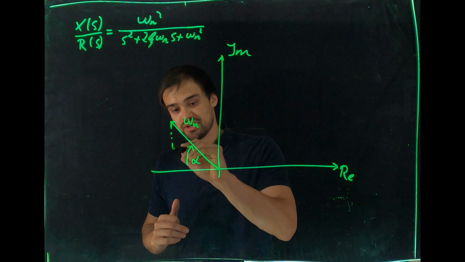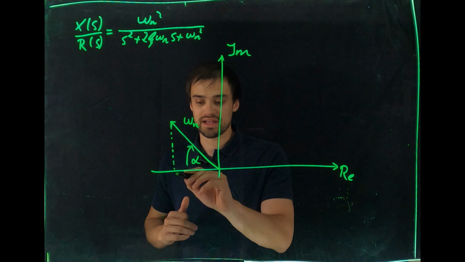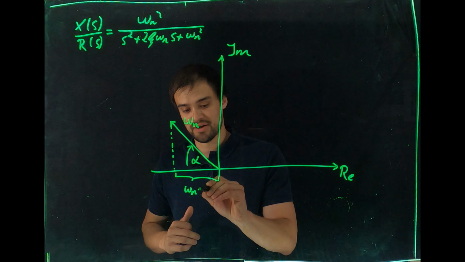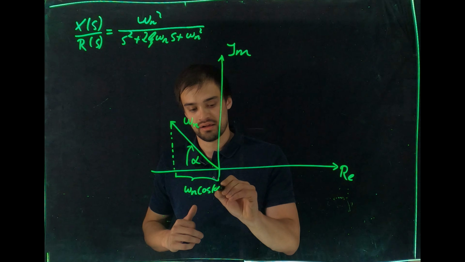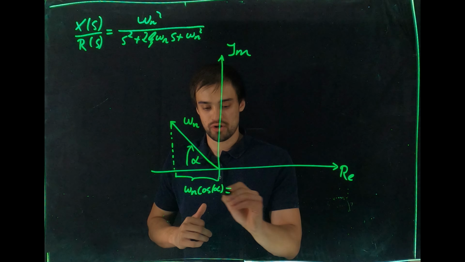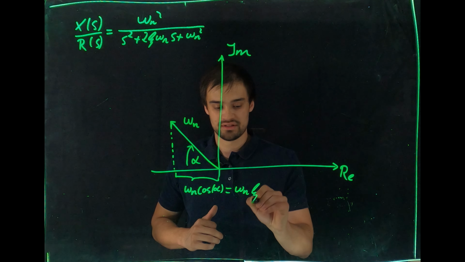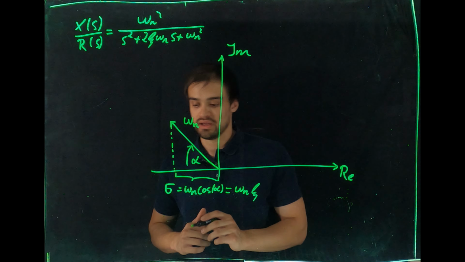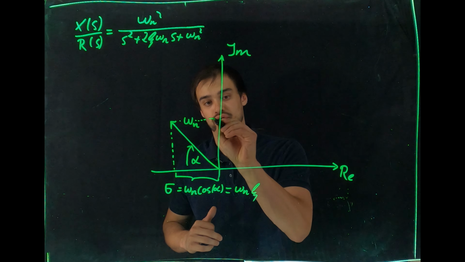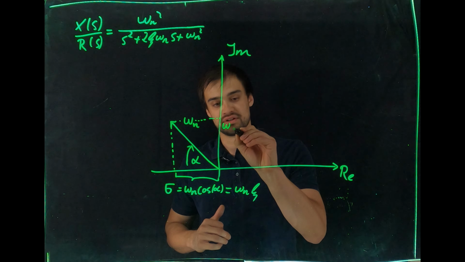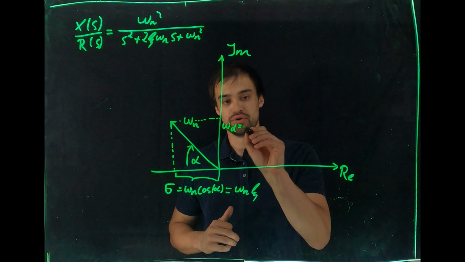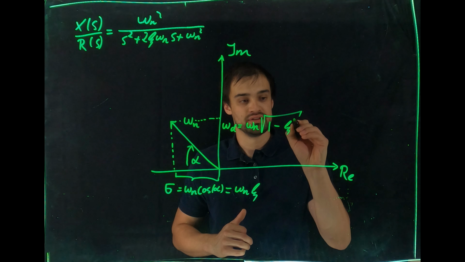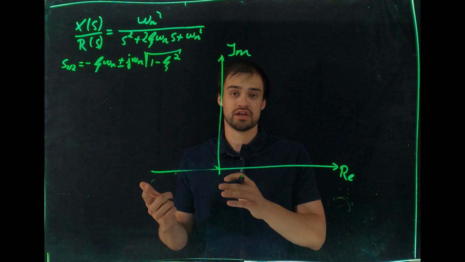Now I can project this omega n onto the real axis and name this term omega n multiplied by cosine alpha. In fact, this omega n cosine alpha is omega n zeta. Some people refer to this term as well as sigma. Now, the same can be done for the imaginary axis. The imaginary axis is the damped natural frequency, which is equal to omega n times the square root of 1 minus zeta squared.